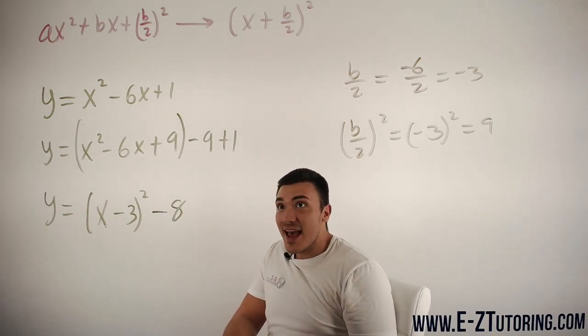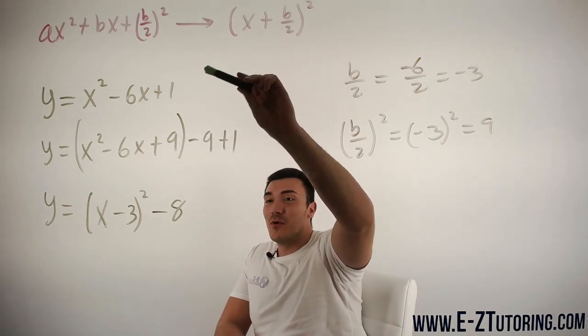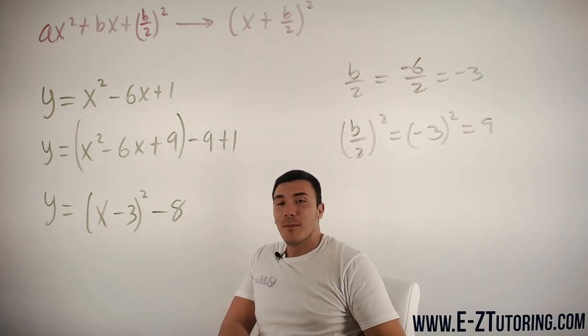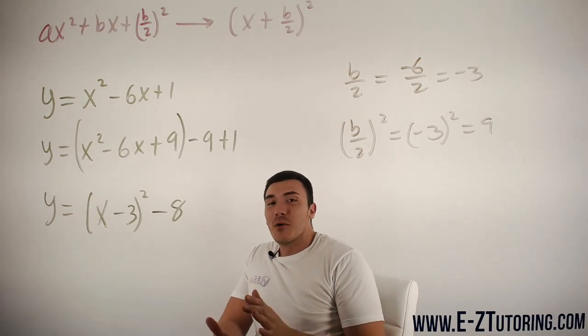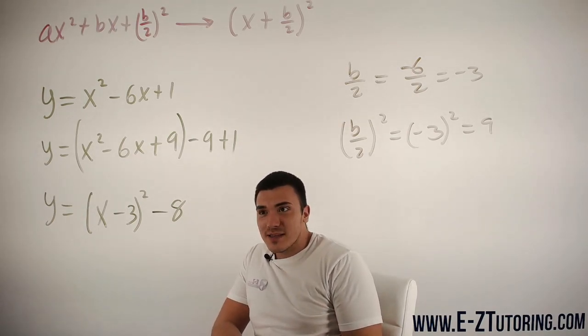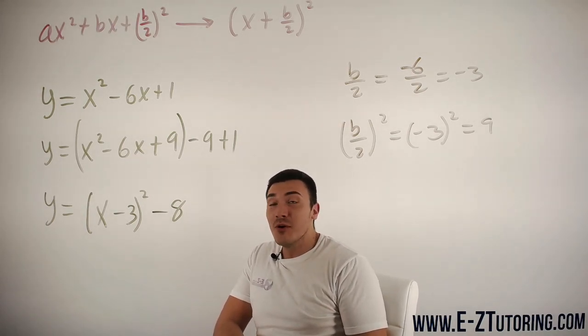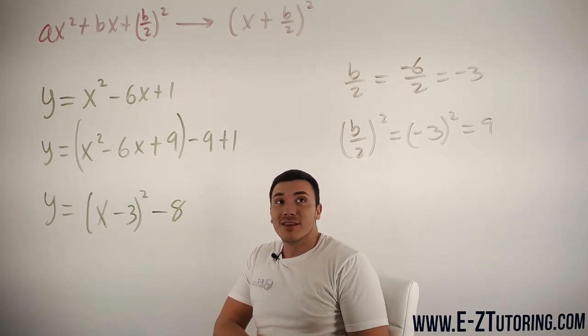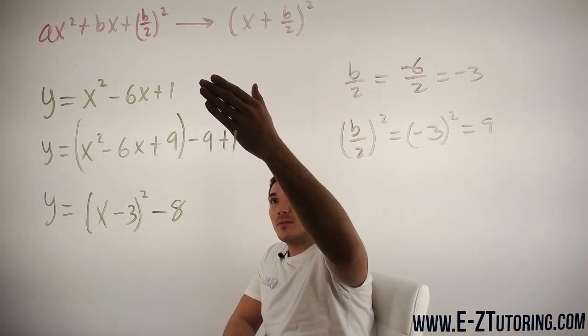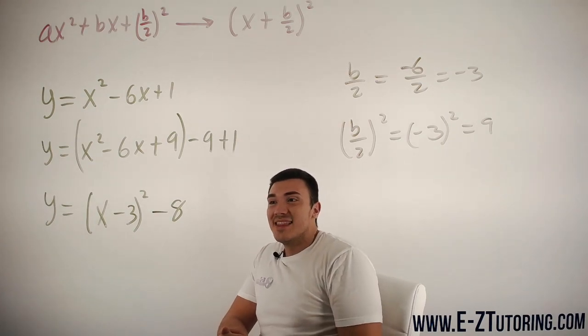And just like that, we went from standard form to vertex form by completing the square. So really all you need to know for this is just how to complete the square. You don't need to know anything else. As long as you know how to complete the square, you'll be able to go from here to here. And that is how you do it.